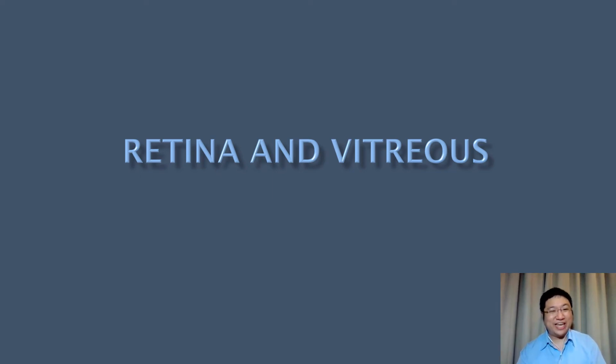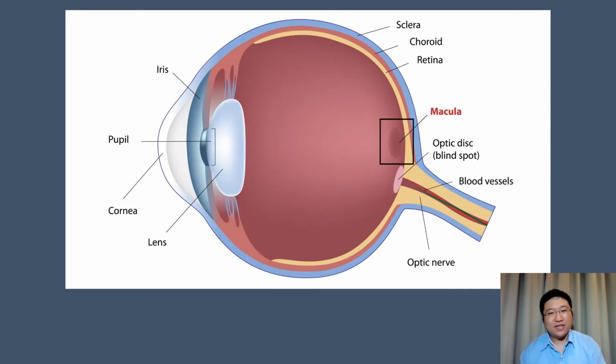Welcome back again. So let me continue my talk with the topic on the diseases of retina and vitreous. So this is the anatomy of the eye again, and here the yellow one is the retina.